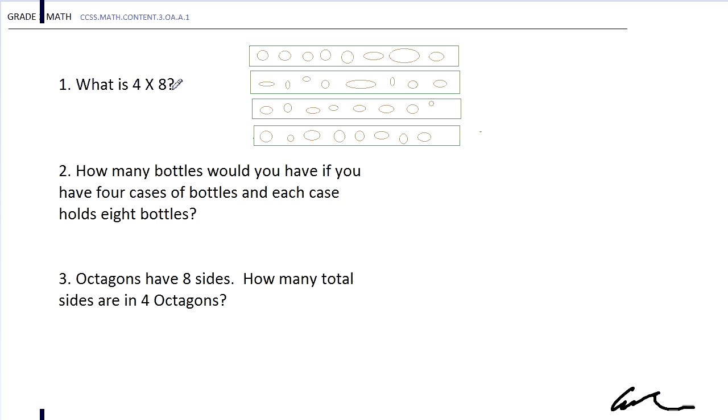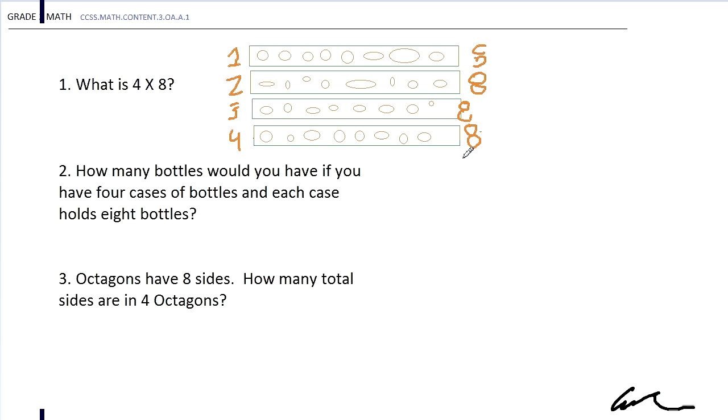We have 4 groups, 1, 2, 3, 4, and each of these groups has 8, 8, 8, 8, and 8. So each of these groups has 8.